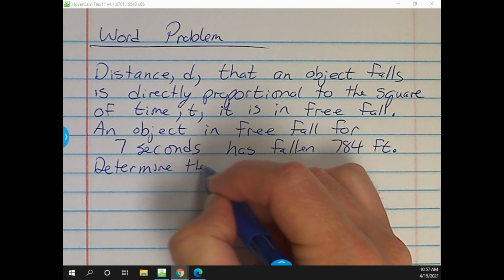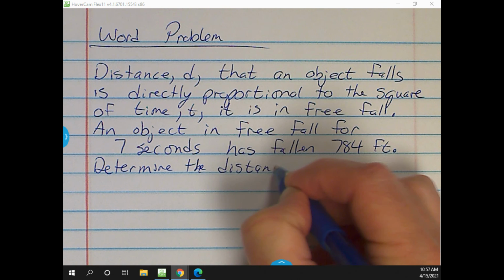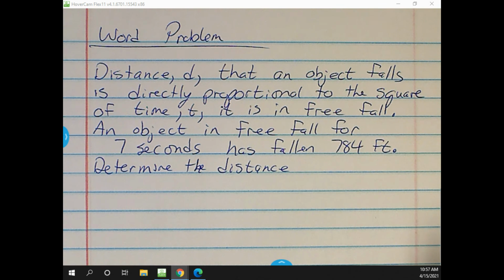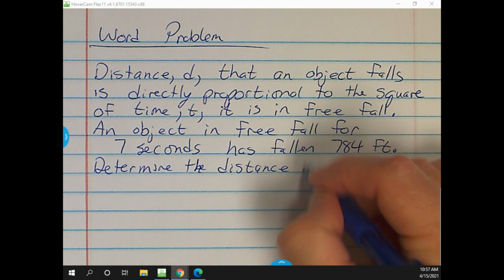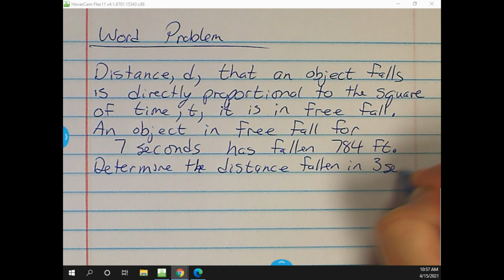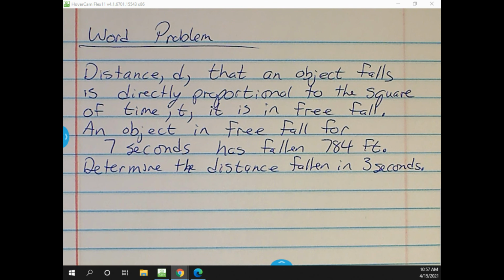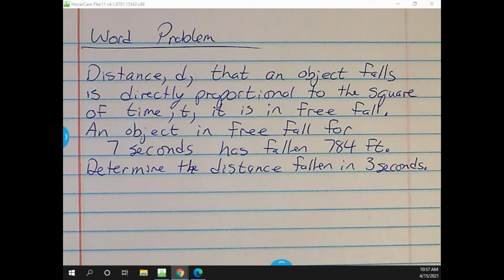And then they're going to say determine the distance fallen in 3 seconds. All right, we'll give everybody a second to digest that one and see what's going on here.